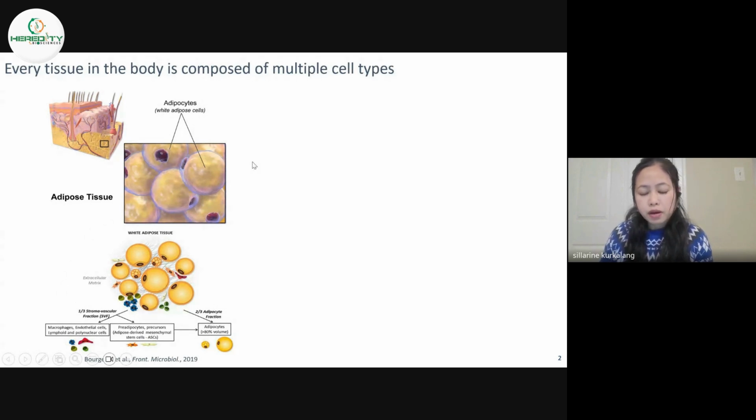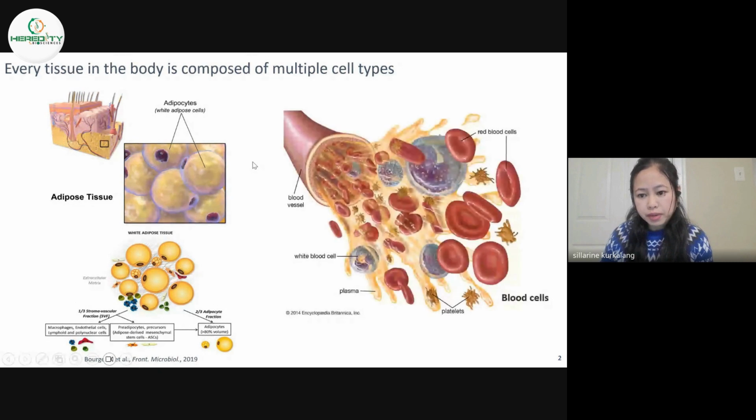Another example of a complex tissue is blood, which again consists of multiple cell types: the red blood cells, the platelets, the white blood cells. Each of these cells is different from the others. They are different in their morphology and in their functions. They exhibit distinct gene expression, genomics, and epigenomics profiles.